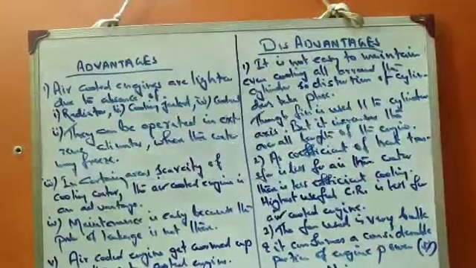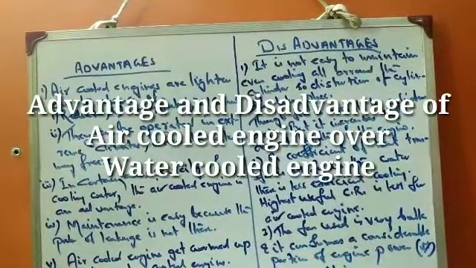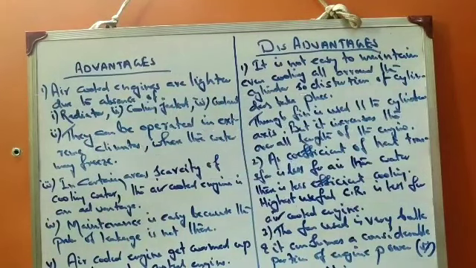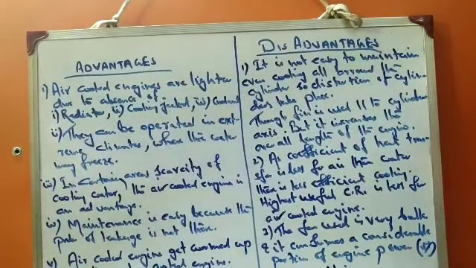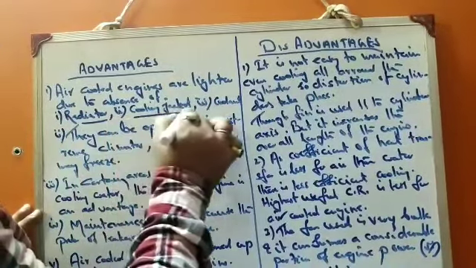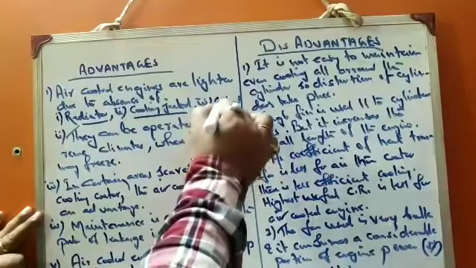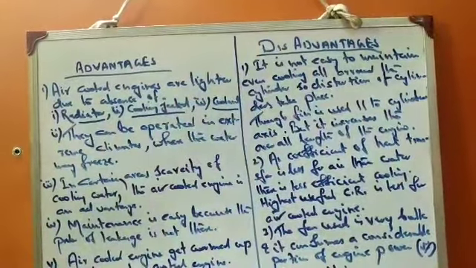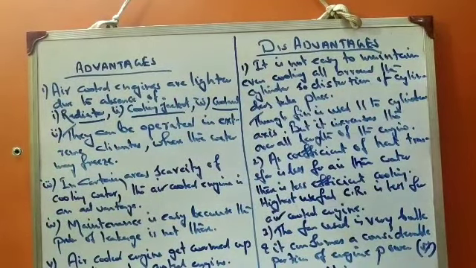Now, if you talk about the advantages and disadvantages of the air cooling system over the water cooling system, you see that the first one, inevitably, is that air cooled engines are lighter due to the absence of a radiator, the absence of a cooling jacket, and the absence of coolant. If these three components are not there, the air cooled engines are lighter in comparison to water cooled engines. That is the reason it has mainly been used for two-wheelers.